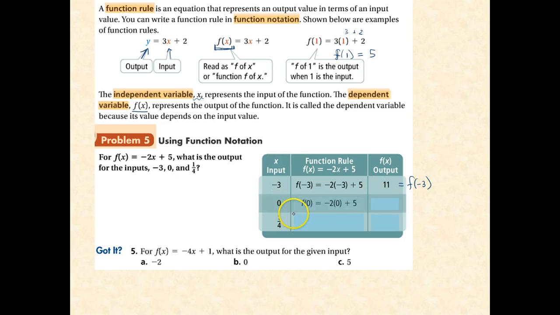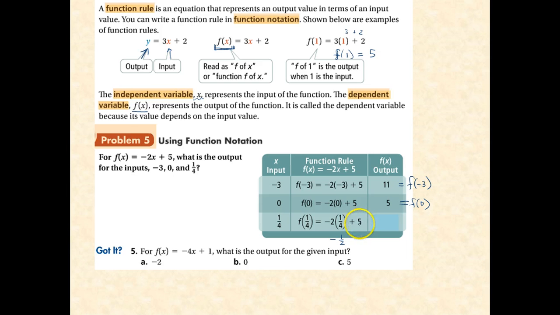What about 0? F of 0 is negative 2 times 0 plus 5, and that's going to be 0 plus 5. So f of 0 is 5. When our input is 1/4, we're going to put a 1/4 in for x. F of 1/4 is negative 2 times 1/4 plus 5. Negative 2 times 1/4 is negative 1/2.